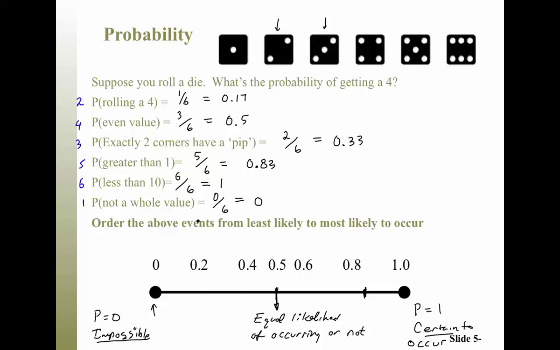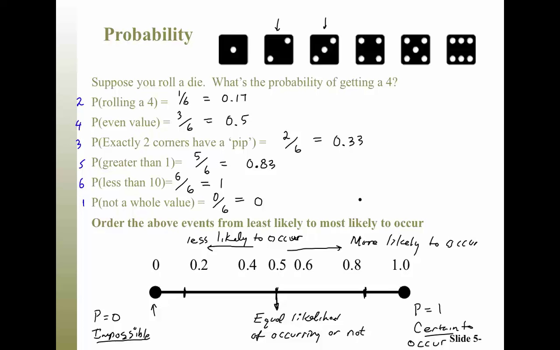And when you move down this way, so we had 1/6, which was like 0.17, what could you say about that? It could occur or not, but it's more likely to not occur than to occur. So as you move this way, more likely to occur. Less likely to occur moving this way. So this probability is a number that gives us a gauge of likelihood.